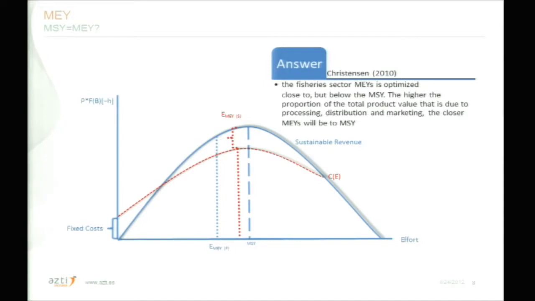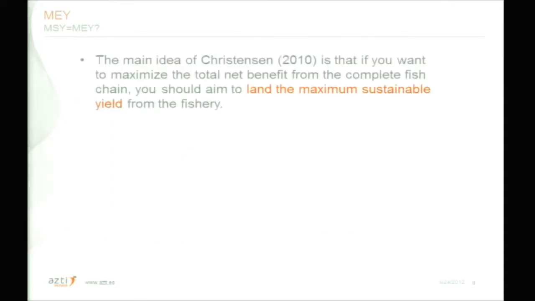All right, this is the thesis or the hypothesis of Christensen, and I would like to summarize it in this sentence: if you want to maximize the total net benefit from the complete fish chain, you should aim to land the maximum sustainable yield from the fishery. So now we have another question, which, if it is like that, MEY is not necessary.